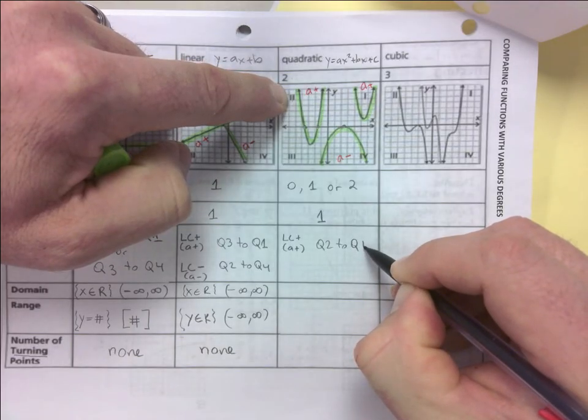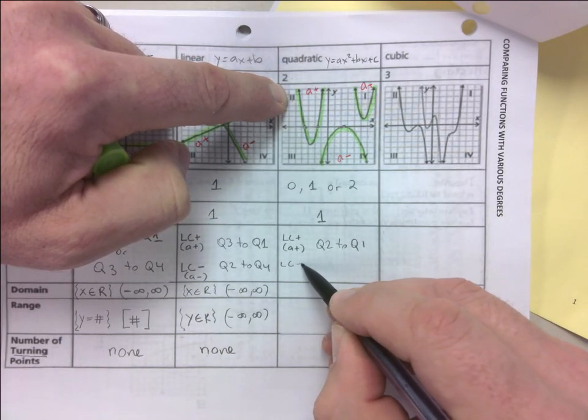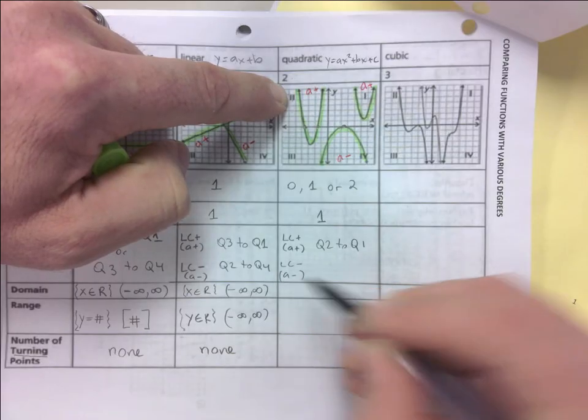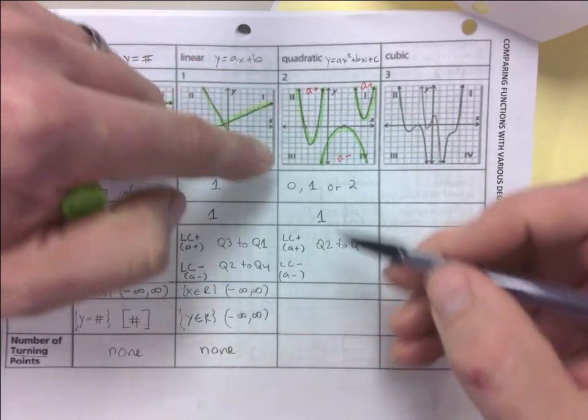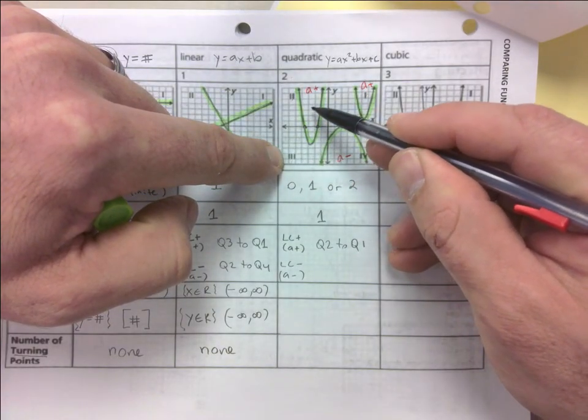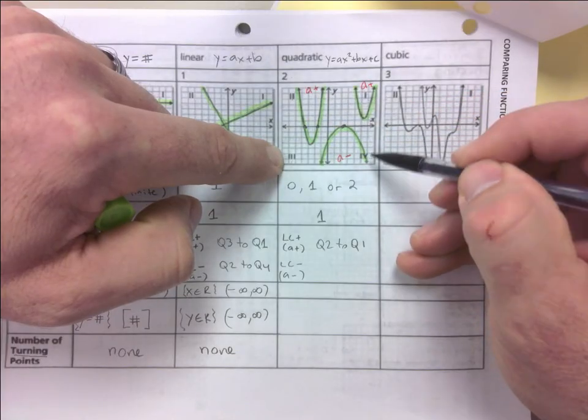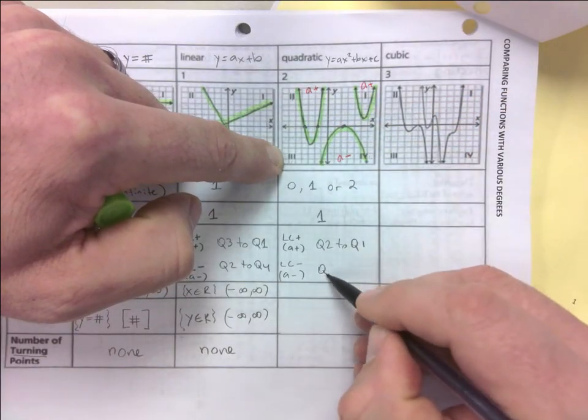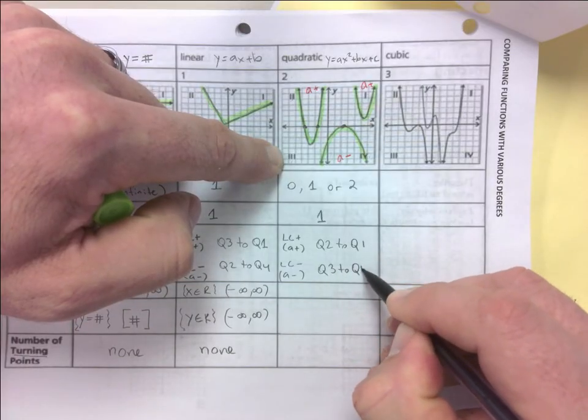Right? So it's always going to be Q2 to Q1, always. If the leading coefficient is negative, i.e. a is negative, it's going to start at Q3, and it doesn't matter how big or small that graph is, eventually you end up in Q4. So this is Q3 to Q4.